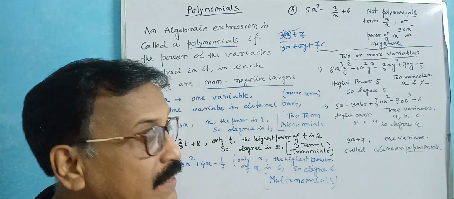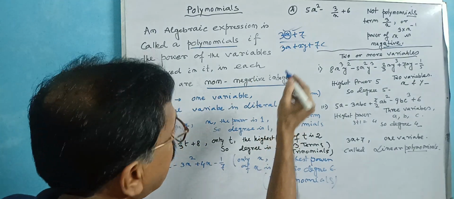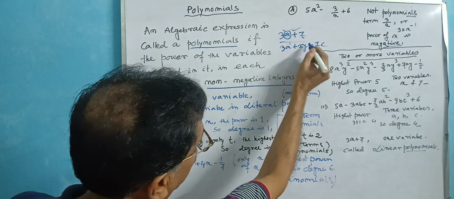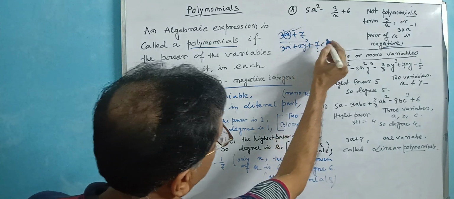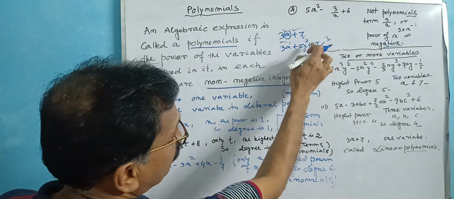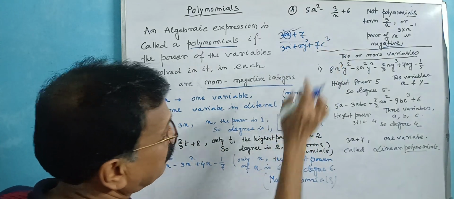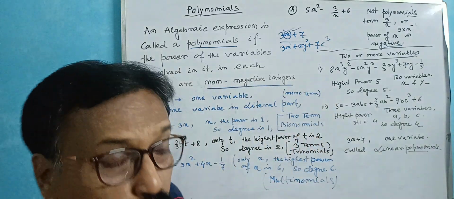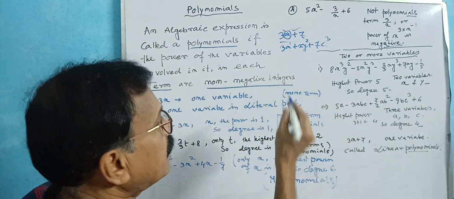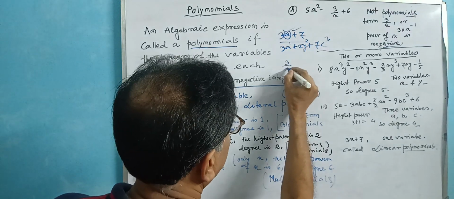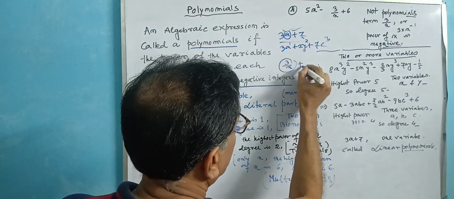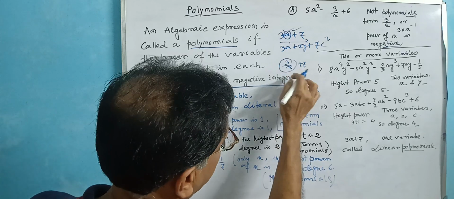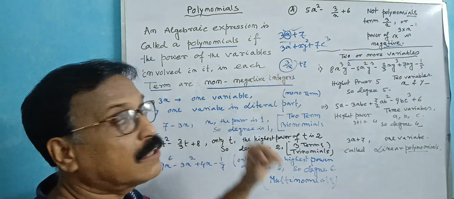So what do you mean by the non-negative integer? That means here the power of x is 1, that is also 1. If you write here it is 2, here it is 3. The power of these variables x, y, c is always positive, not negative. If this is negative, that means 3 by x, that is actually 3 by x plus 7, the power of x is negative, so it's not a polynomial.